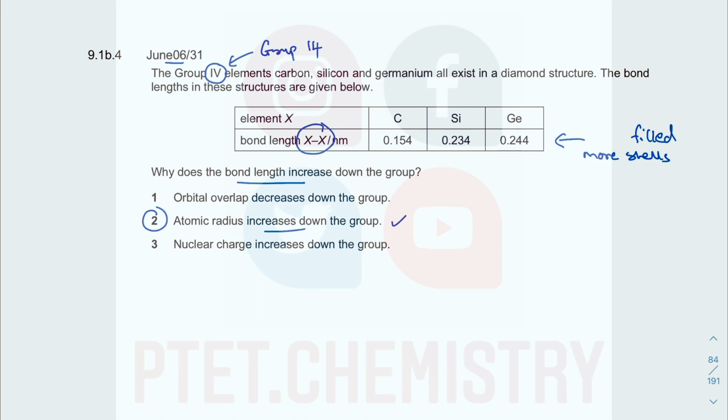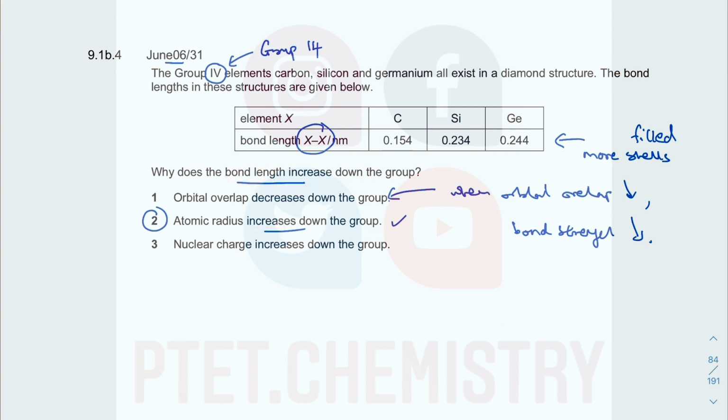They decrease down the group, so when your orbital overlap decreases, your bond strength decreases, because the electrostatic force of attraction between the bonding electrons and the nucleus gets weaker when your orbital overlap is lesser and lesser, okay? So that's going to contribute to bond strength, and it does not explain bond length, okay? Bond length is due to size, okay?